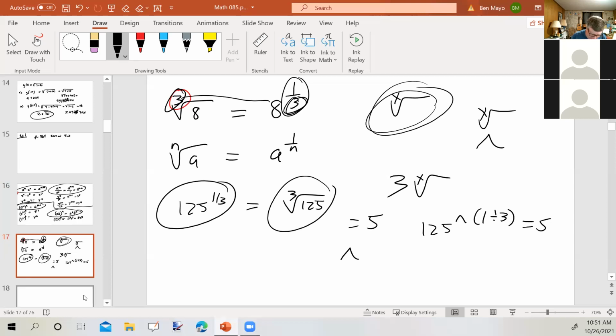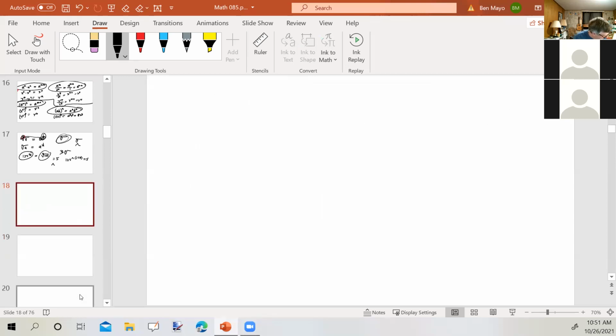Otherwise, you can deal with it later. Okay, so let's say we've got this situation. We've got 625 to the 1/4 power. So on the calculator, I could put in 625, caret key, 1 divided by 4, close it up, and I get 5.